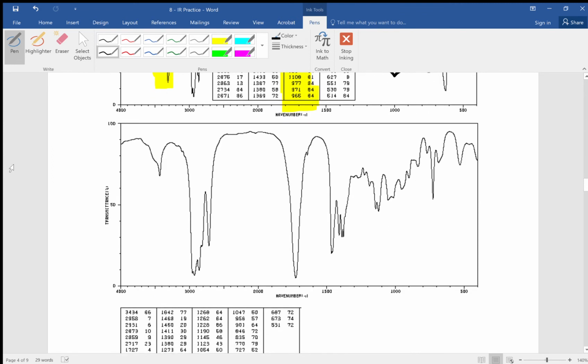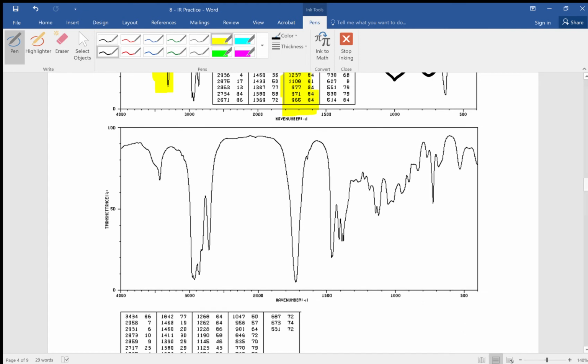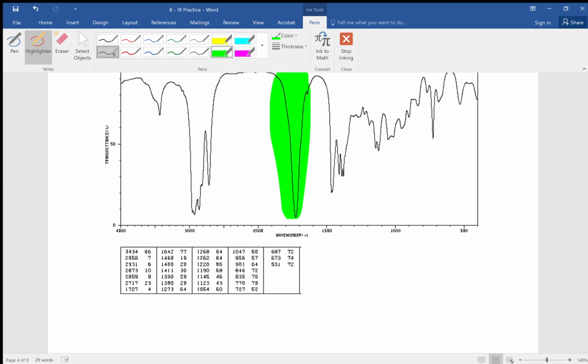Our second spectrum really only has one peak that should jump out to us immediately, and that's this peak here. That's at 1727 wave numbers. And we know that that's going to be a carbonyl.